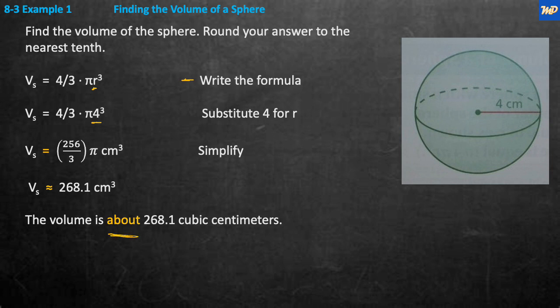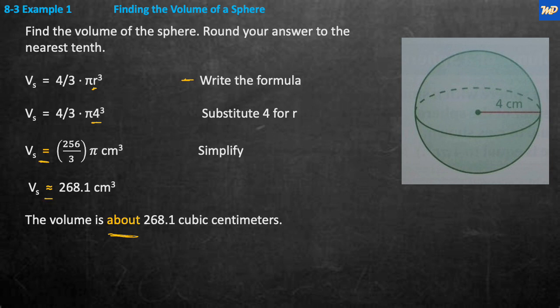So we take this and we multiply it out. 4 cubed is 4 times 4 is 16 times 4 is 64. 64 times 4 is 256. Okay. And divided by 3 and times pi. So 256 divided by 3 times pi cubic centimeters. That's it. That is literally the answer. And as you see, it is exactly that answer.